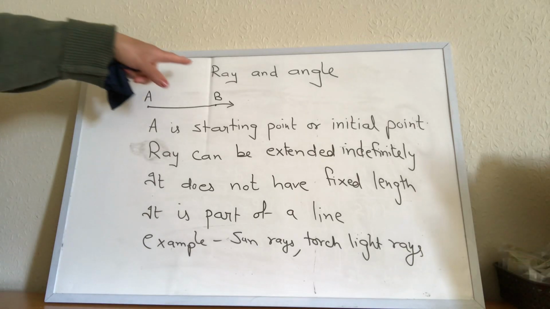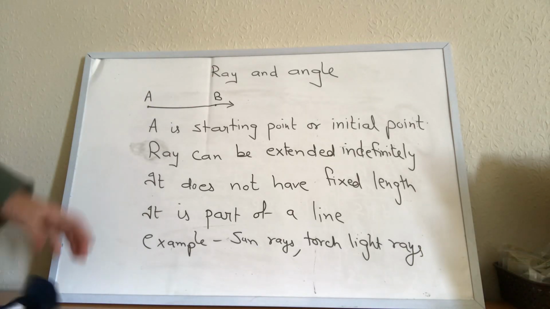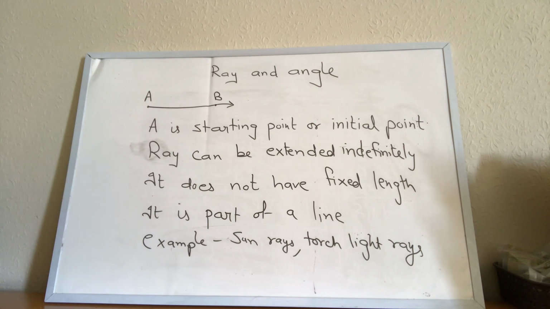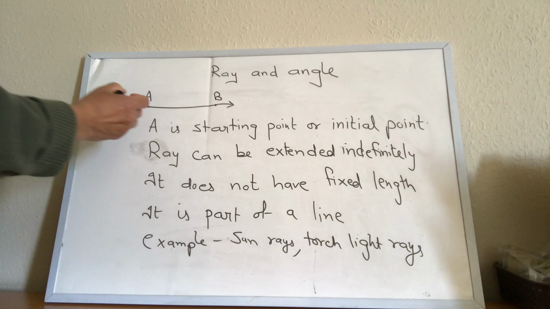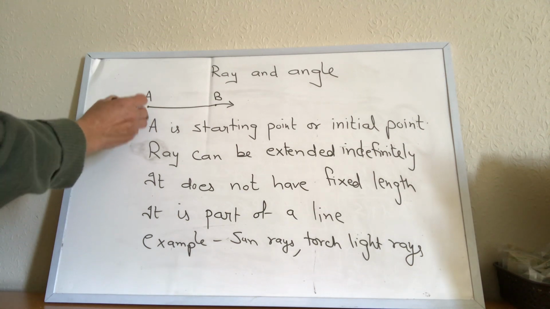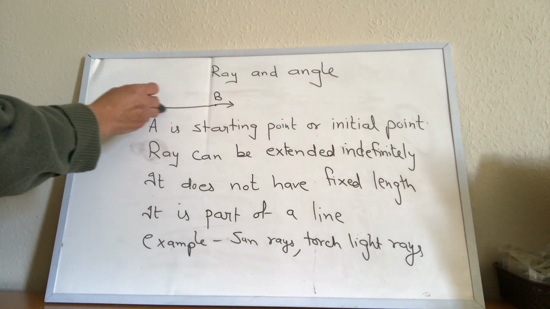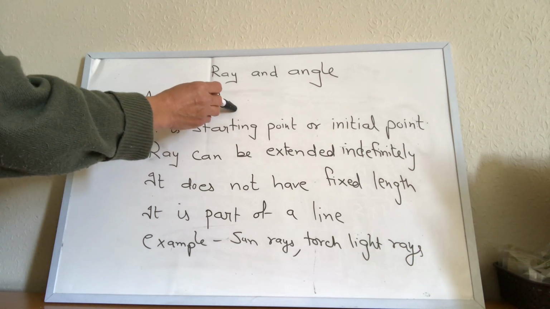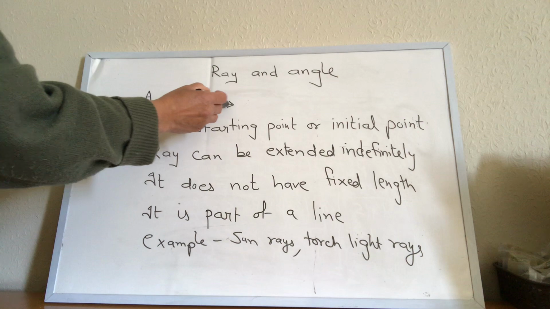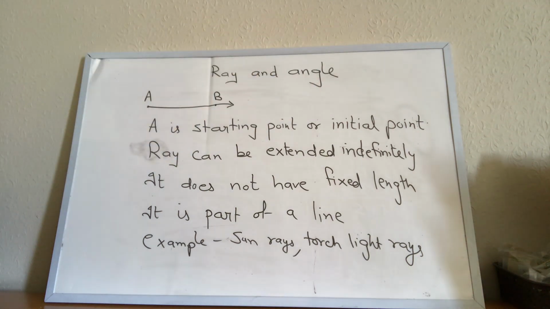Today we will learn about ray, and after understanding what is ray we will learn about angle. Now I have drawn this. This A is my starting point or initial point, and I have drawn this ray. Arrow shows it can be extended indefinitely.